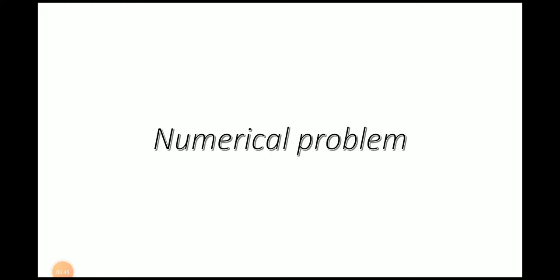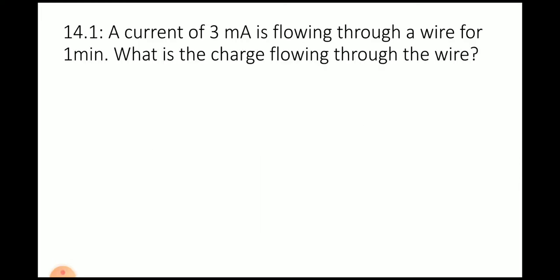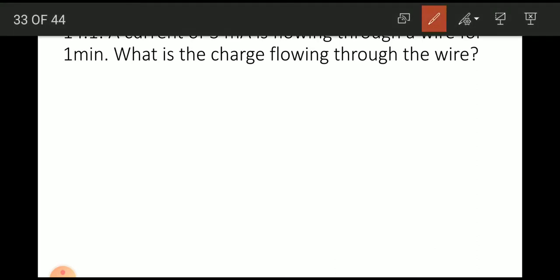Now look, students. The first numerical is a current of 3 milliampere. So first we will write that a current of 3 milliampere is flowing through a wire for 1 minute. What is the charge flowing through the wire? So we have to calculate the charge in the wire.